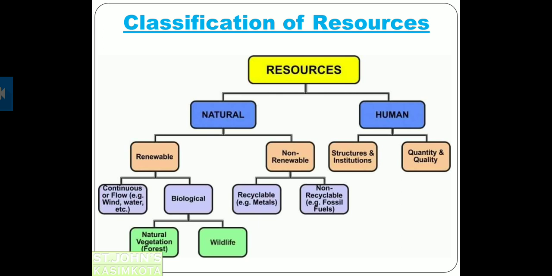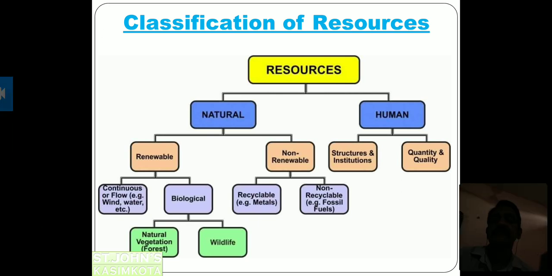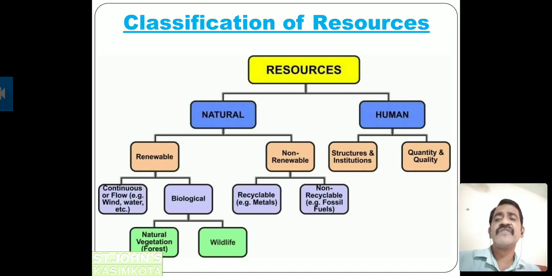Classification of resources. How are resources classified? We are going to see now. Resources are basically classified into natural and human resources. Under natural resources we have renewable and non-renewable resources. Human resources are divided into structures and institutions, quantity and quality. Natural resources are further divided into renewable and non-renewable resources.